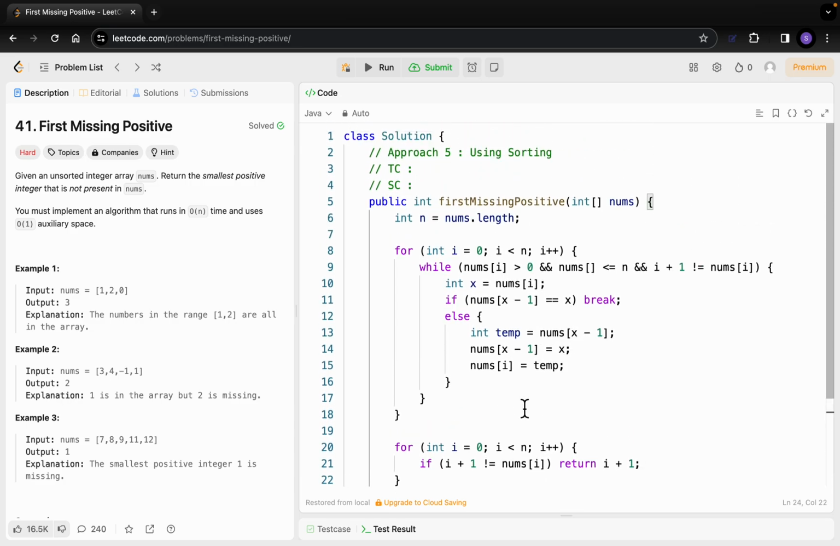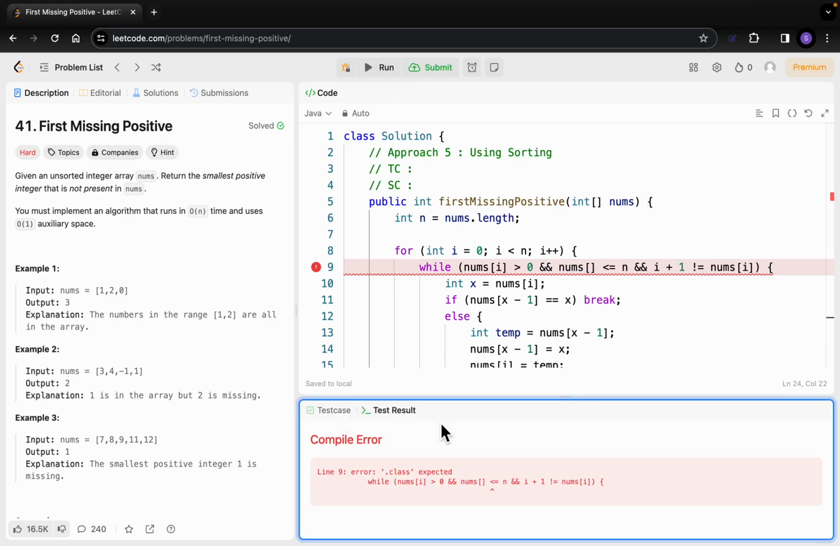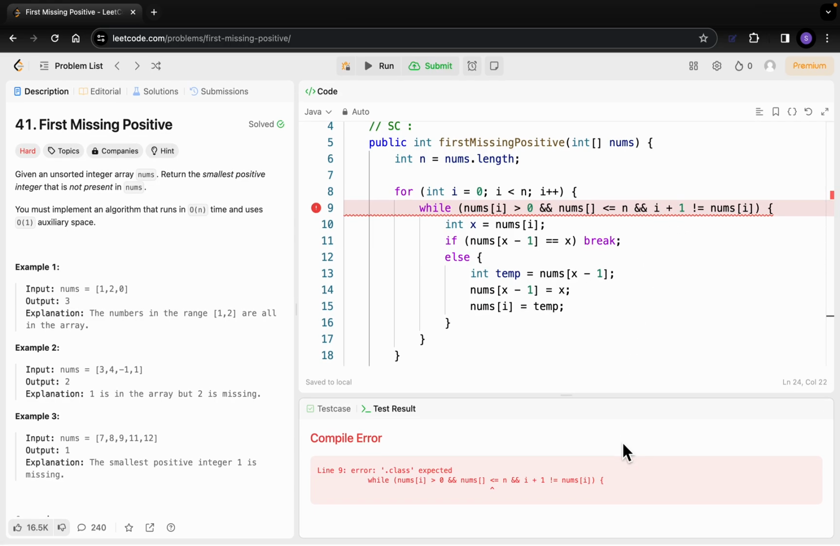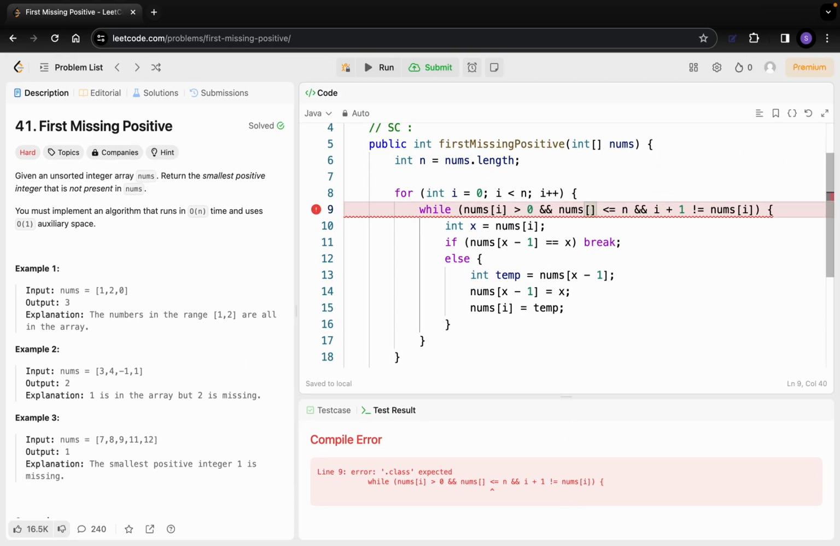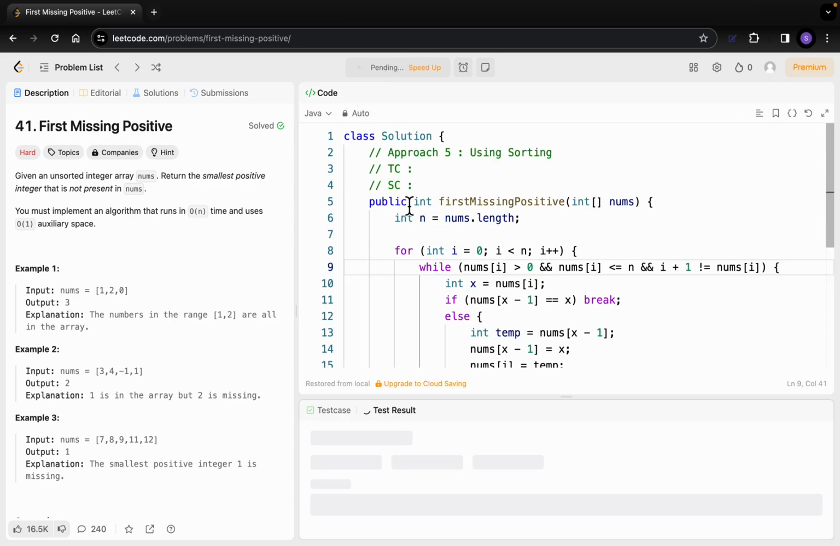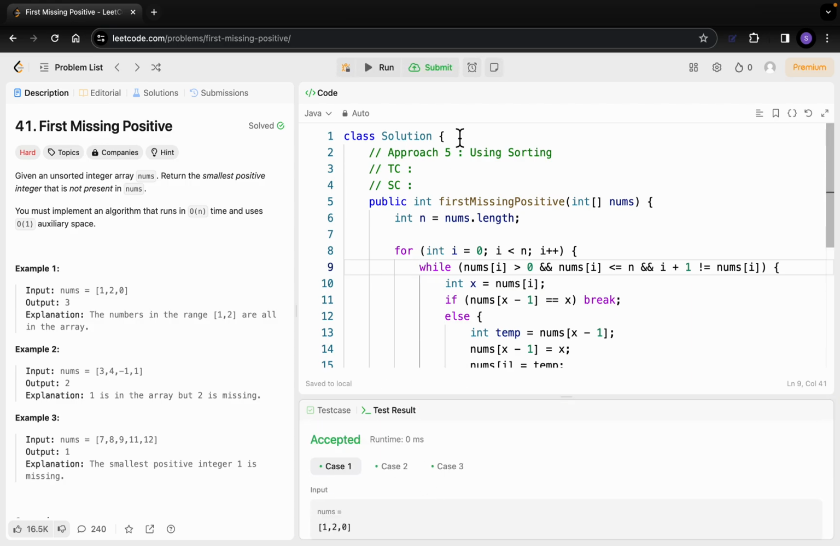Now run this. What is the issue here? Okay, I am missing the i index in nums of i. Now run it. Now it is accepted. Let's submit it also.